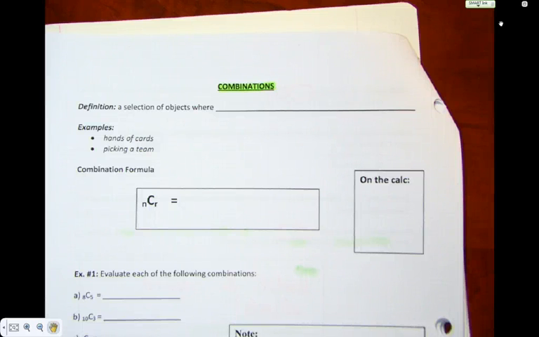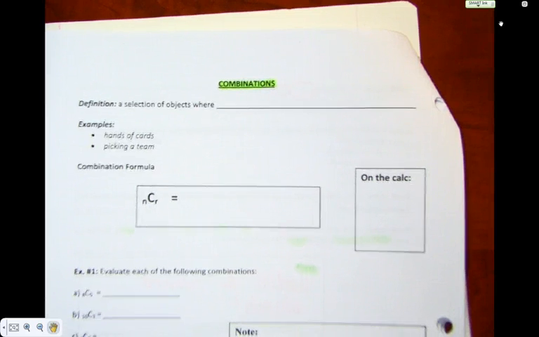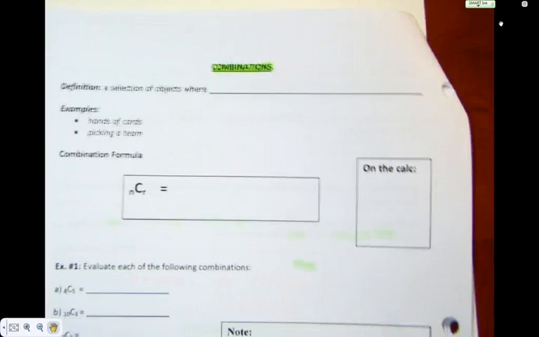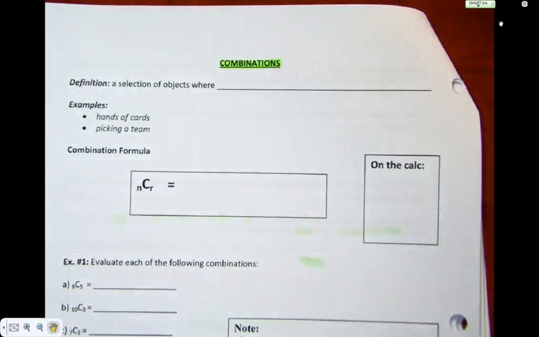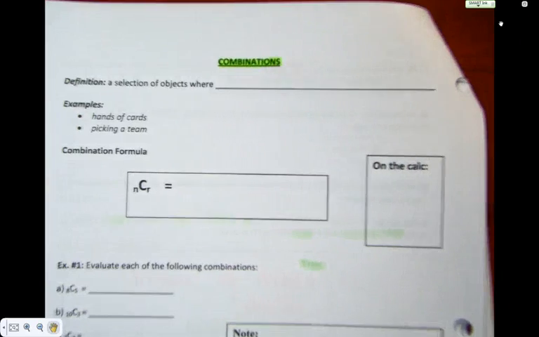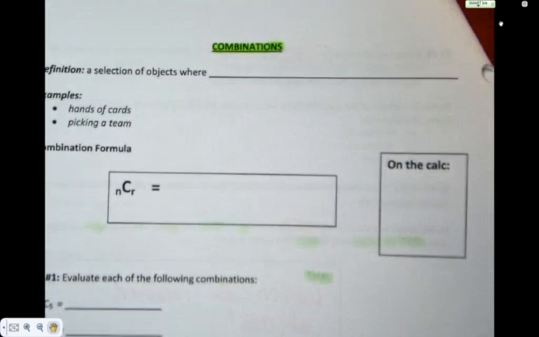We do combinations. We spent 4 classes on permutations. We'll spend 1 on combinations, which will tell you which one is harder. Definition: a selection of objects where the order doesn't matter.